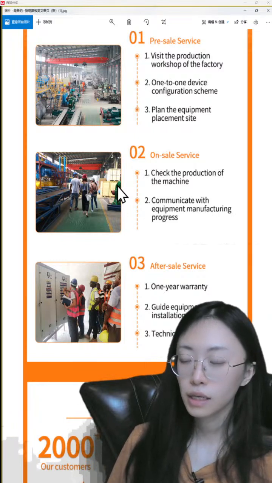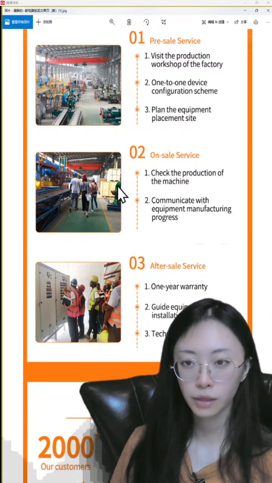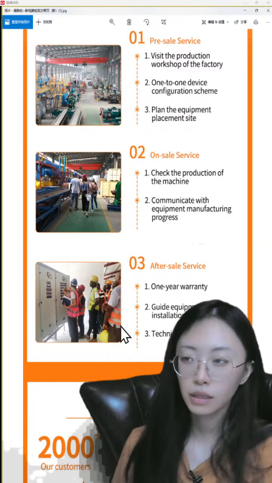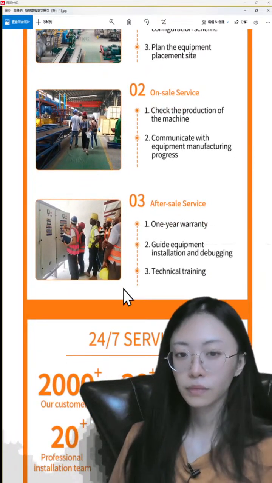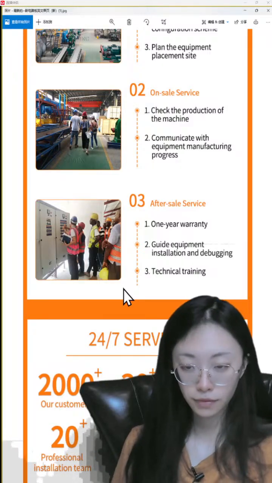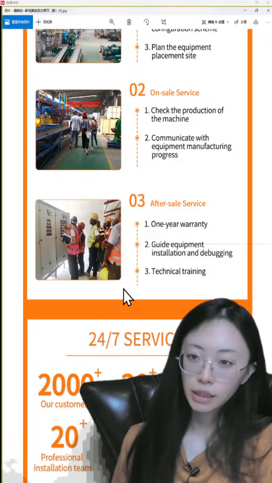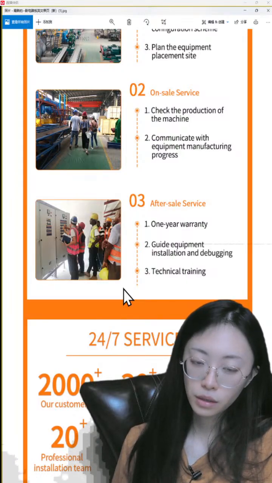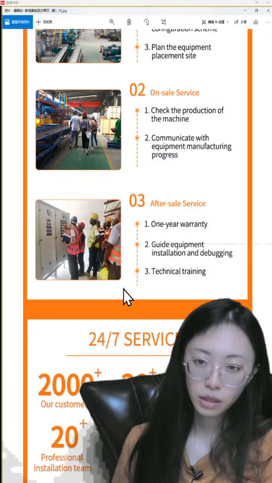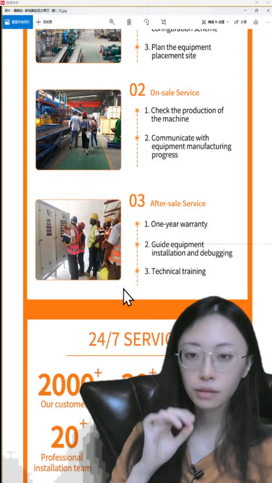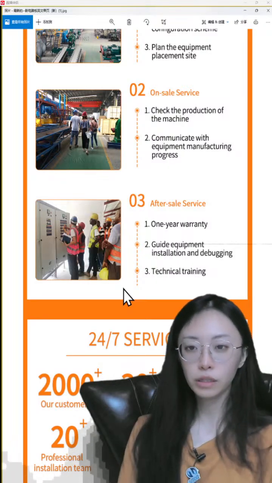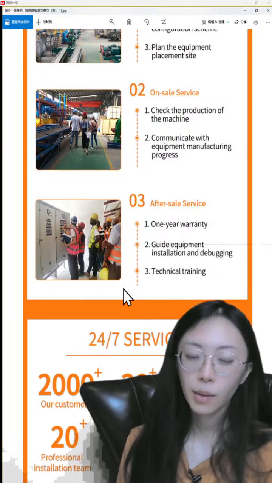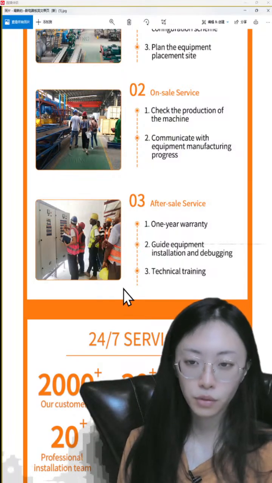Okay, and then on the on-sale service, you can check the production of the machine anytime and communicate with the manufacturing progress. And for the after-sale service, we have 1 year warranty. And if you need installation service, our engineer can fly to your countries, help you to finish the install, operate, and the training for the workers.